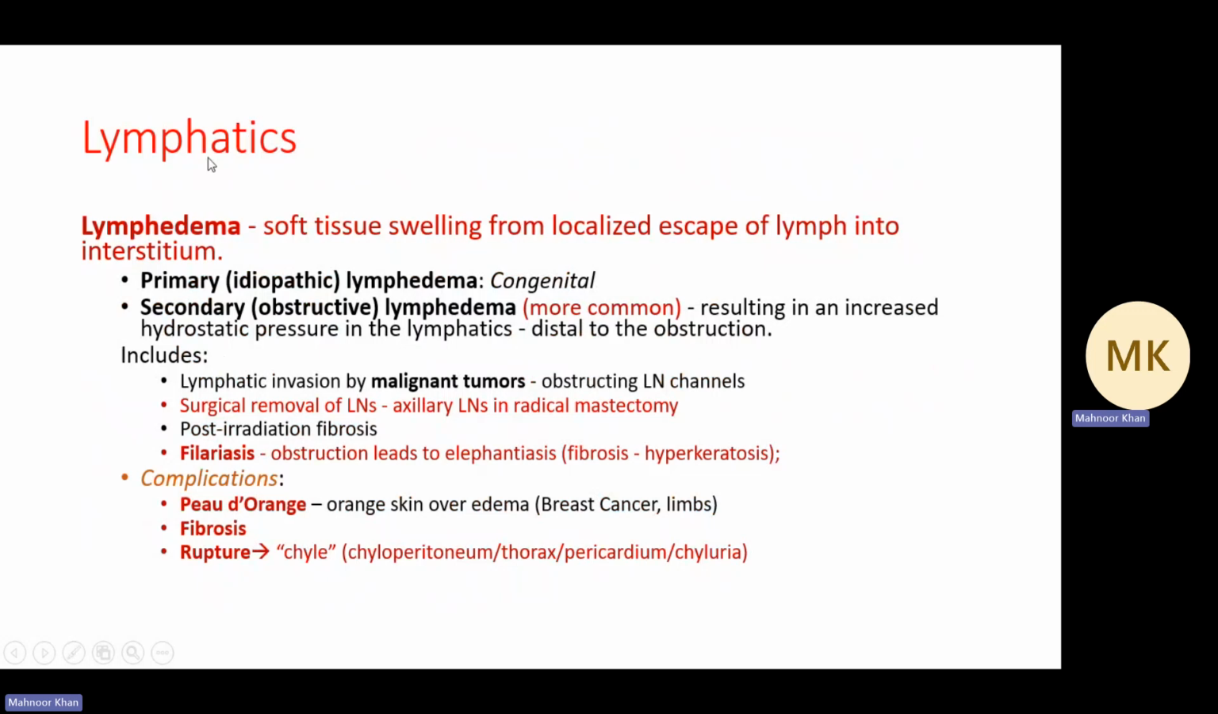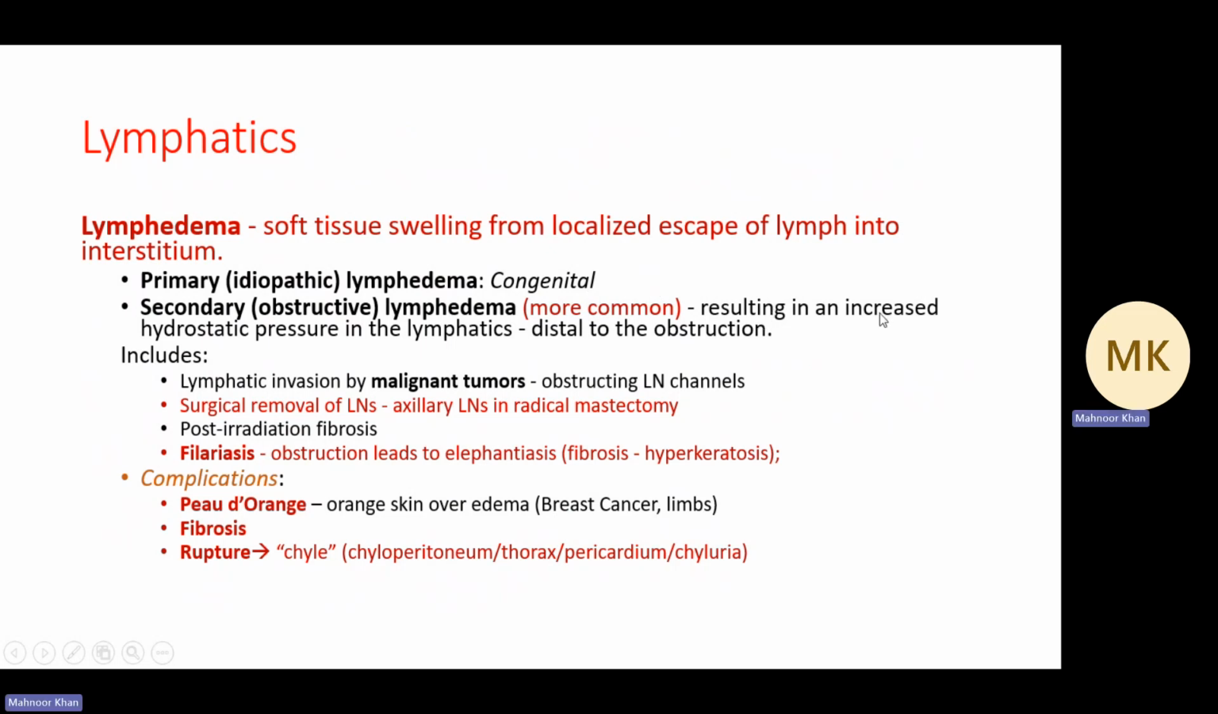Okay, so let's begin with pathologies of the lymphatics. The first and most common one is lymphedema. So what is lymphedema? Soft tissue swelling from localized escape of lymph into interstitium, when your lymph moves out of its vessels into the interstitium or the tissues. The two types are primary or idiopathic lymphedema, mainly congenital, or secondary obstructive lymphedema, more common.